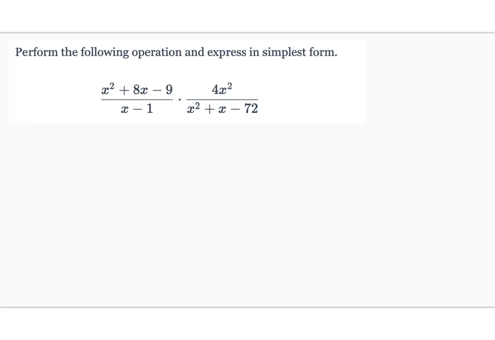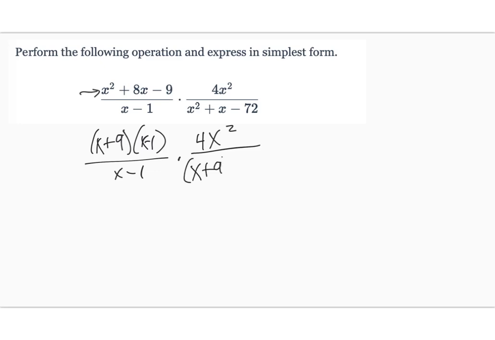First thing I always want to do is factor stuff. So we end up with x plus 9 and x minus 1. X minus 1 stays in the bottom. 4x squared, nothing to factor there. And then we got x plus 9 and x minus 8 on the bottom there.